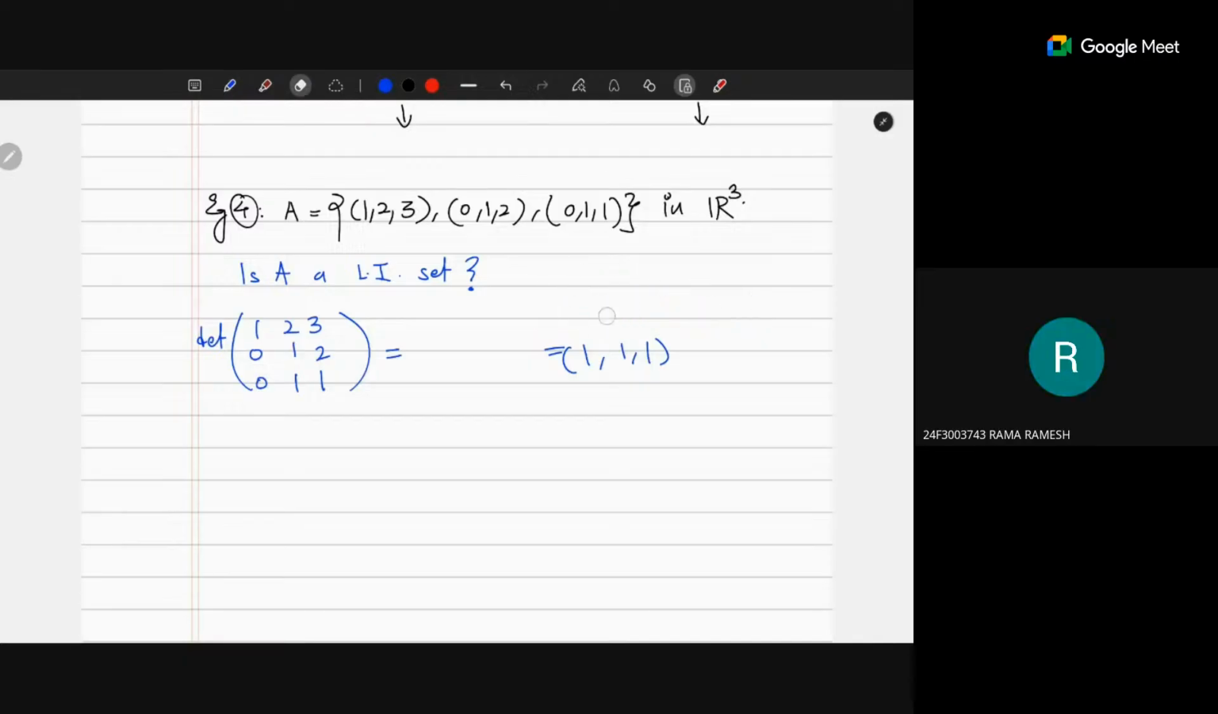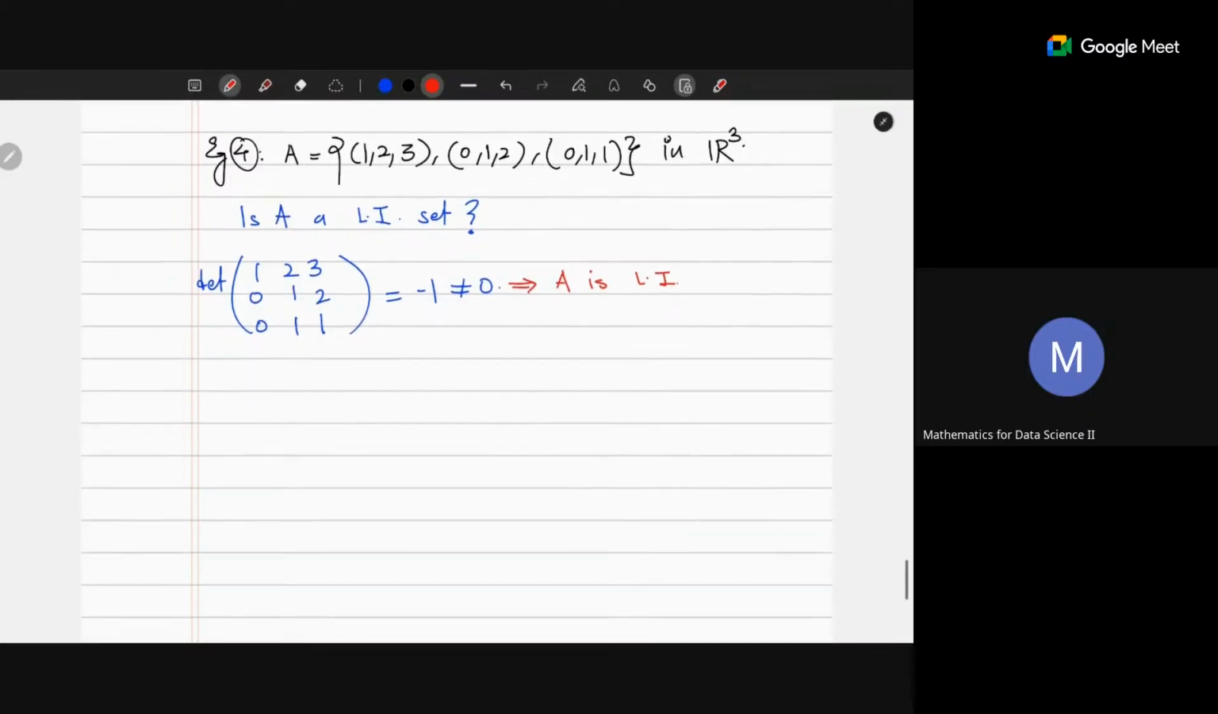Minus 1, sir. Minus one, right? So it is non-zero, clearly. So it is a linearly independent set. So A is linearly independent. All right. So it is a linearly independent set. Now I want to convert it into a linearly orthogonal as well as orthonormal set.